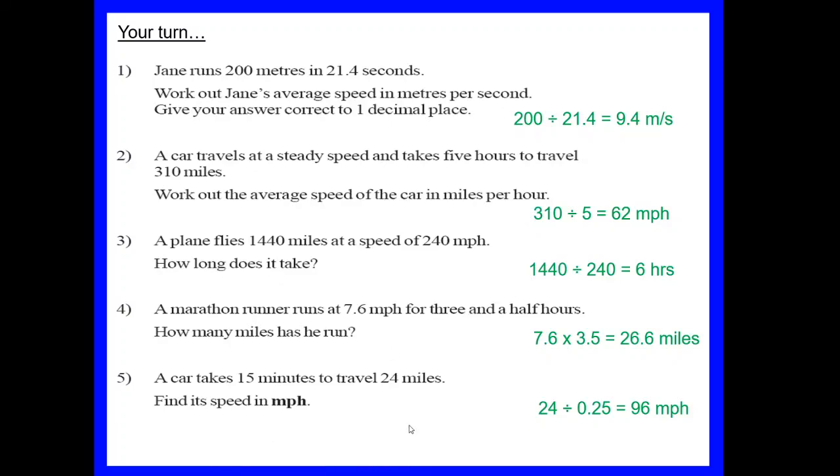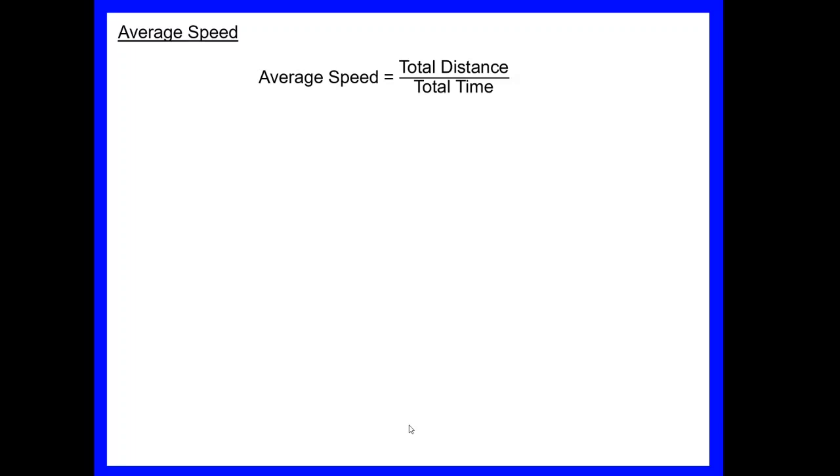So now we're going to have a look at average speed. Sometimes, rather than just being asked to find the speed, the distance or the time, we're asked to find the average speed for an entire journey. To find the average speed, we need to do the total distance divided by the total time.